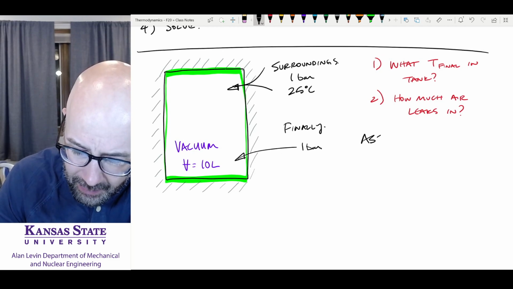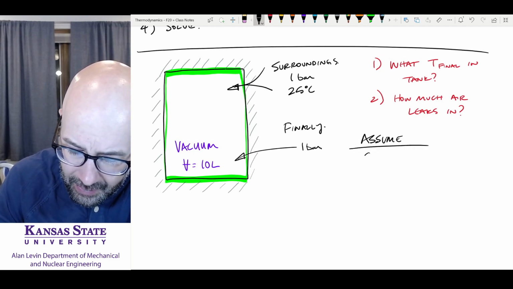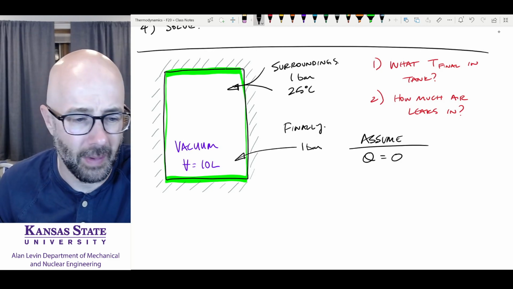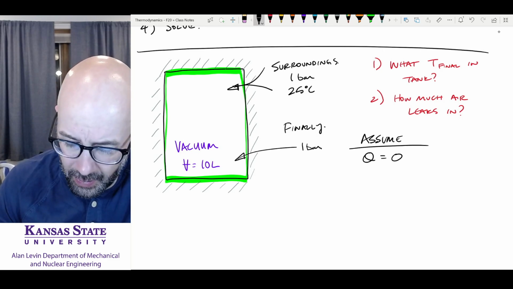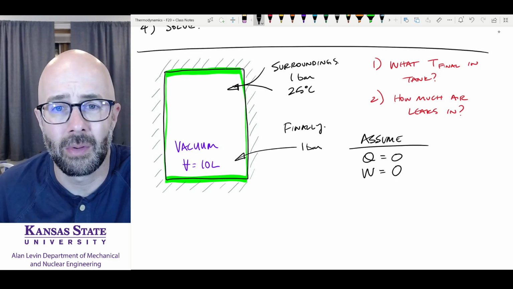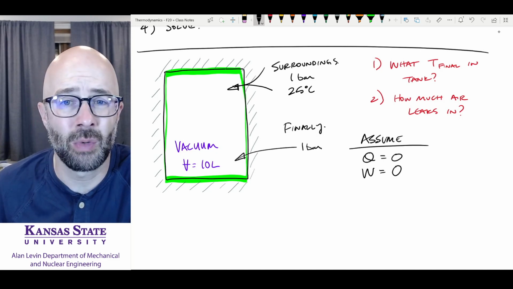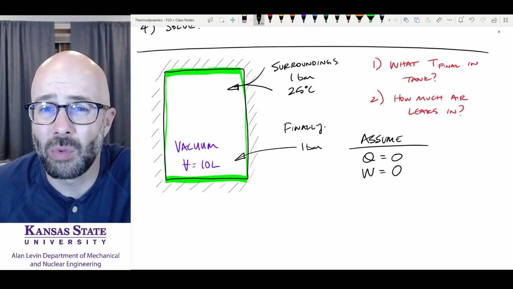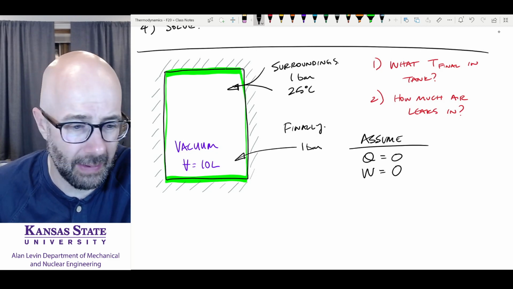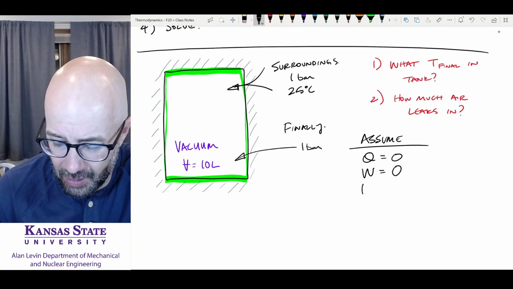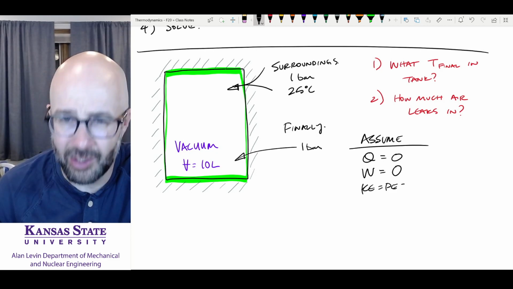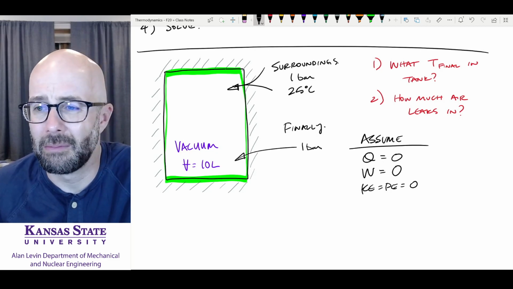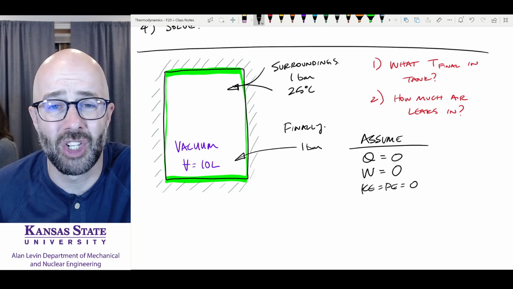We're going to assume some things. And the first thing we're going to say is the heat transfer is equal to 0. Okay? It's insulated. We're also going to say the work is equal to 0. There's no boundary work. There is no shaft work. There's no electrical work that's happening here. We've already said that kinetic energy and potential energy is equal to 0 to start things off. This tank is not moving. There's not going to be any appreciable change in the kinetic energy or the potential energy of this system.